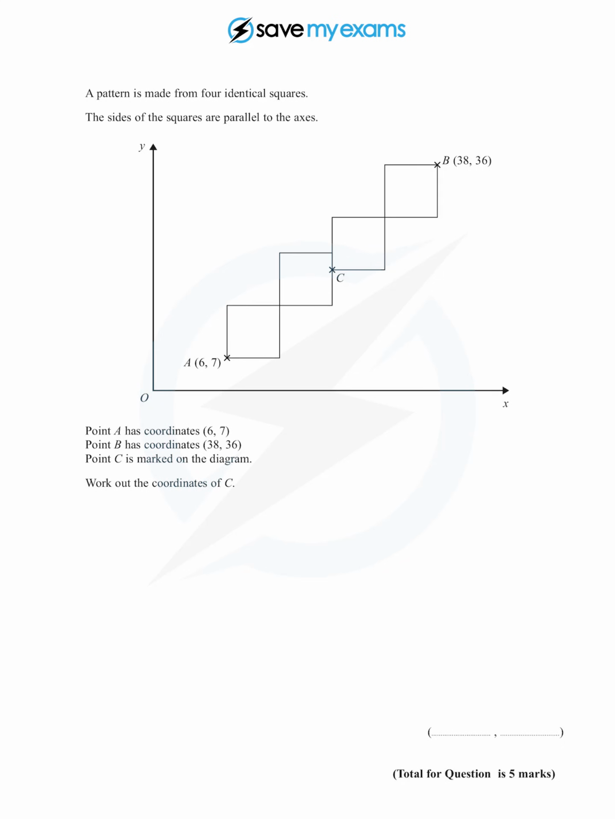So we have a pattern made from 4 identical squares. These 4 shapes here are all squares and they're all the same size. And they tell us that the sides of the squares are parallel to the axes. That just means that these are the right way up, as it were. Everything is easy. Point A has coordinates 6, 7.